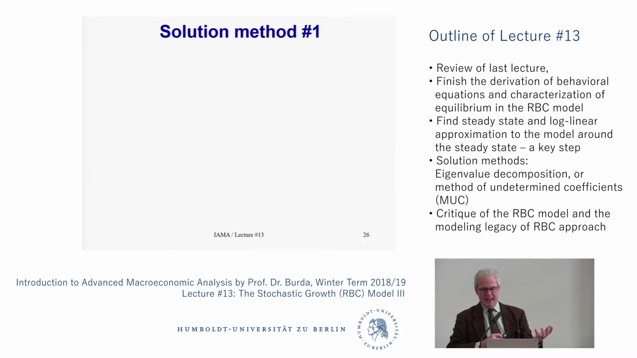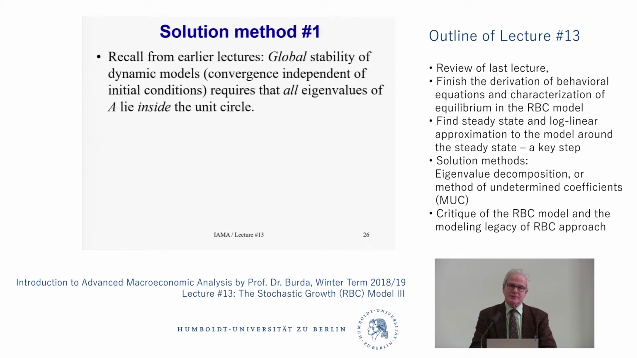Now, why did I do that? Well, I need to use that global stability problem and think hard about this, because it turns out that in this model, all eigenvalues do not lie within the unit circle. Okay, so this is the most important thing you're going to learn today: the global stability is violated in our wonderful RBC model. It's violated because one of the roots is actually outside the unit circle.